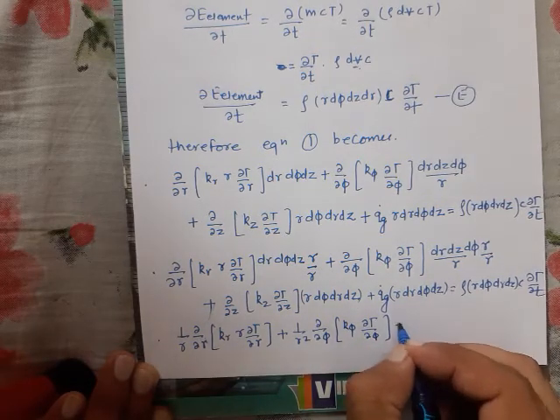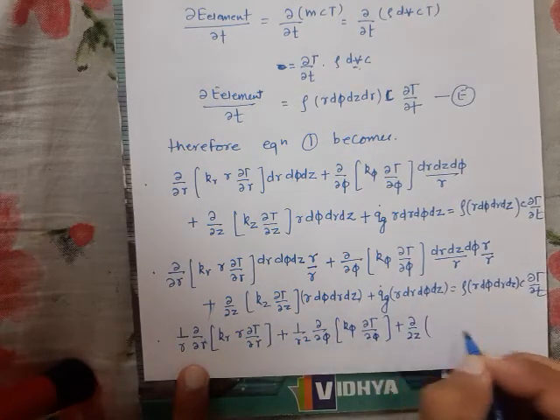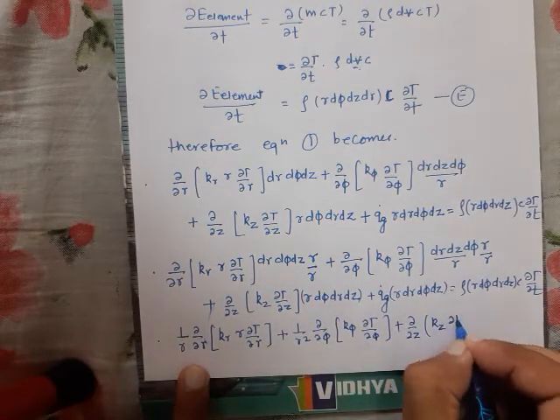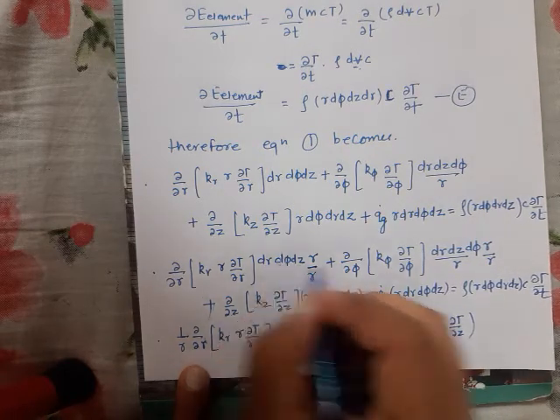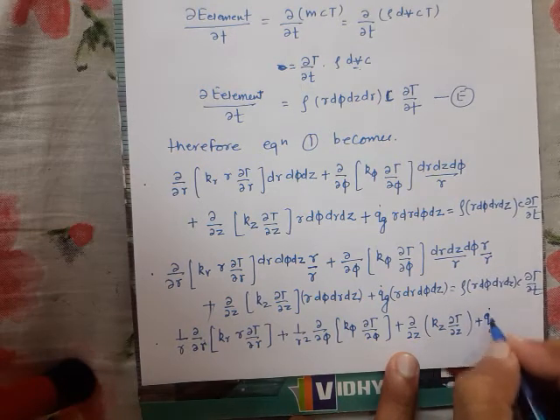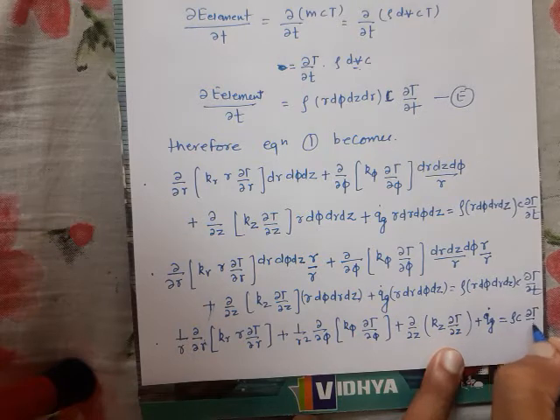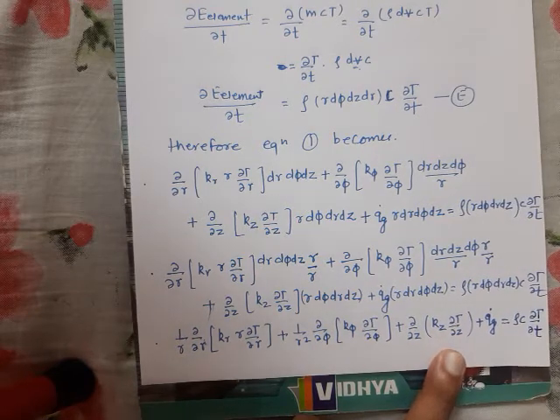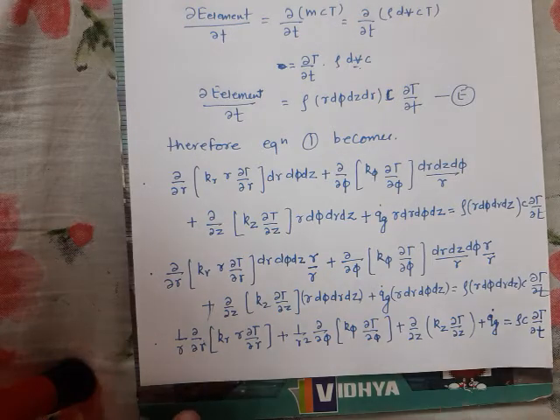Okay, let's look at one term at a time, dear. Now del upon del Z, kz del T upon del Z. This term has been cancelled out, volume term, plus Q dot G is equal to, volume has been cancelled out, rho C del T upon del t. Clear to everyone? Is it clear to everyone?